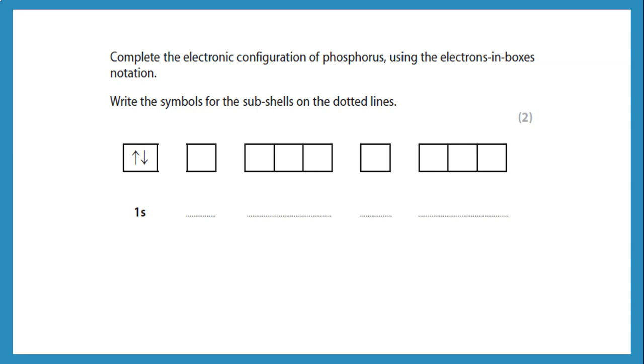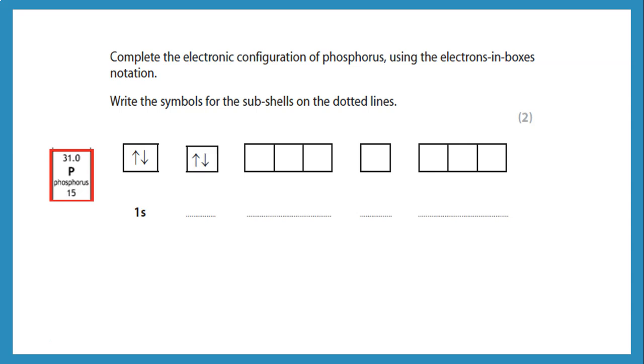Complete the electronic configuration of phosphorus using electrons in boxes notation. So here he's telling me to draw the electrons and write the symbols for the subshells on the dotted lines. So the first one is the 1s, and he put 2. Now, how many electrons am I distributing? I look at the periodic table. Phosphorus has atomic number 15, so I'm distributing 15 electrons. Again, how do we distribute them?